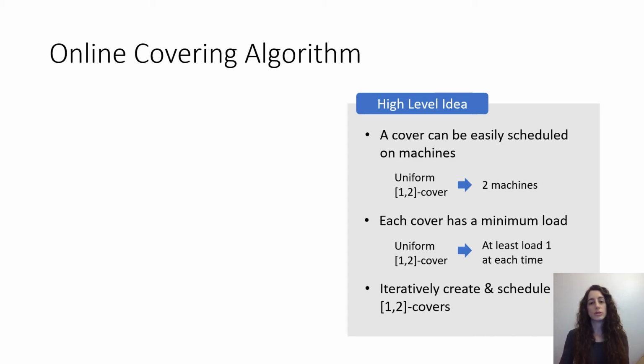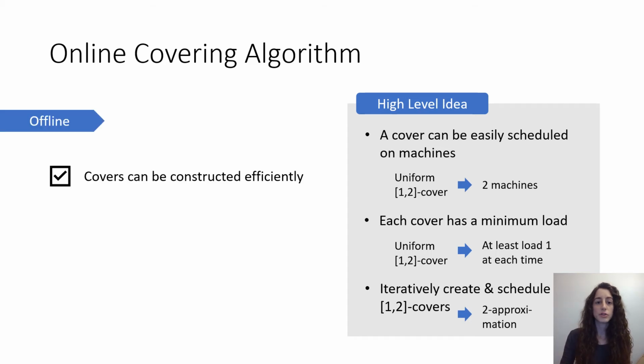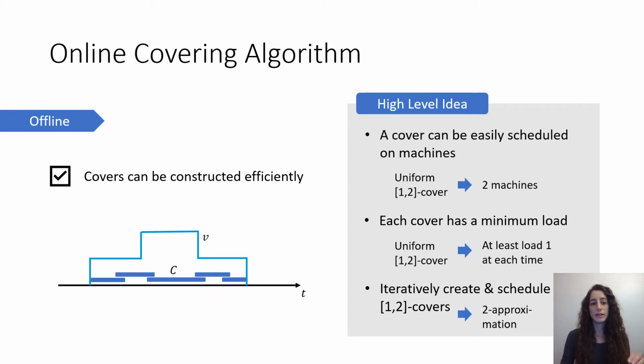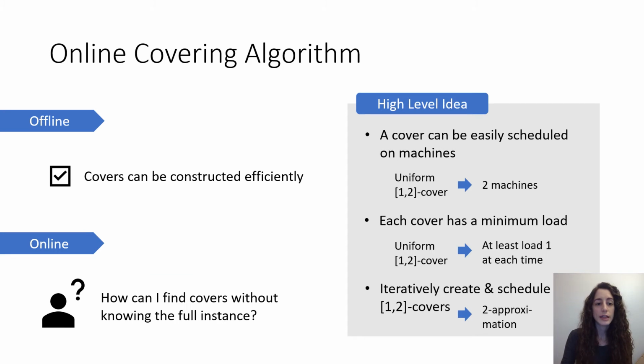As a result, if we consider the offline problem, we managed to show a 2 approximation algorithm, and the way we do that is by first showing that we can construct covers efficiently, and then iteratively creating covers and then schedule them together, and then removing them from the instance until we schedule all the intervals. The problem here is that to construct these covers, we need to actually have information of the full instance. So we need to know exactly when an interval arrives, how long it stays, when it departs, etc. And in the online case, we don't have that information. So what can we do?